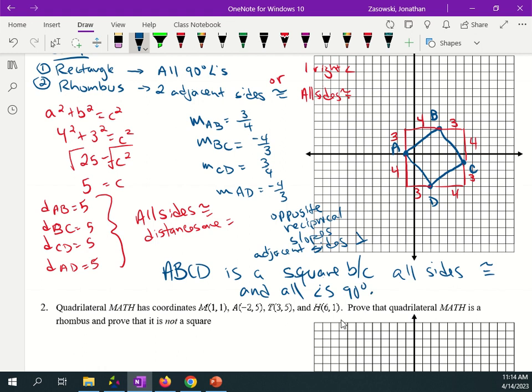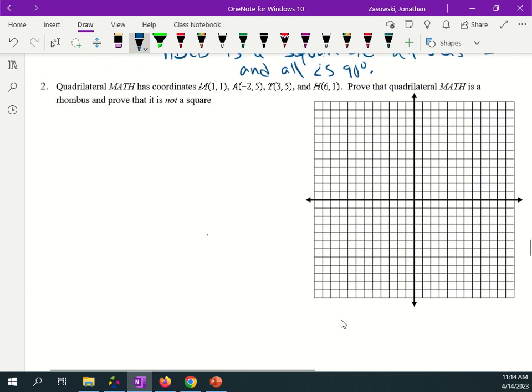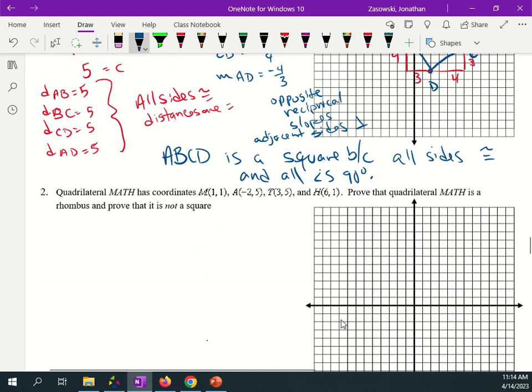Okay, here's what I'd like you guys to do real quick. We ready? Number 2, I'd like you guys to try this one in your group. Before you begin, I'll go back up so you can see it. How can you do this the most efficient way possible? You're trying to show that it is a rhombus and not a square. So what calculation would do both of those at the same time?